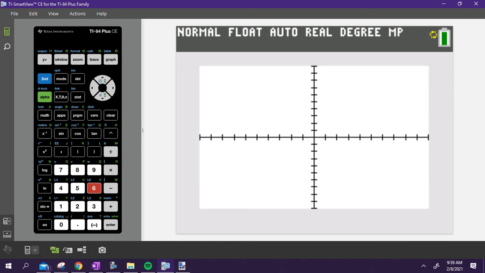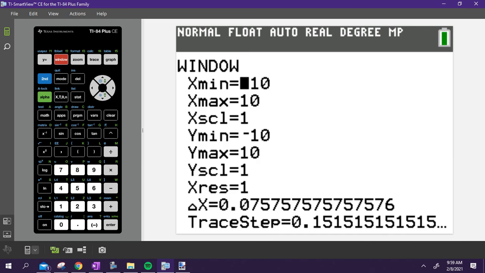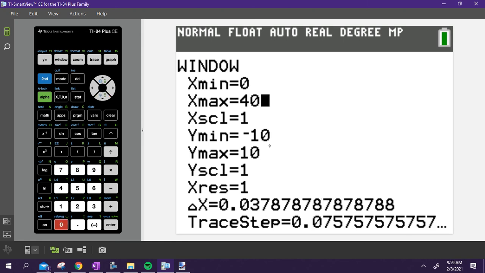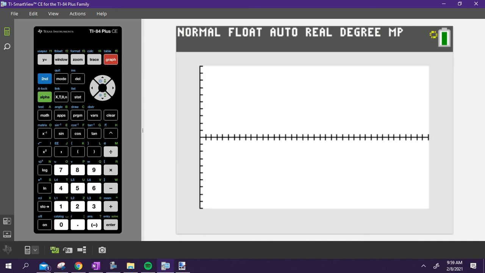If I go zoom 6, my regular zoom, I can't see anything because I got to change my window for what my min and max going to be for x. 0 and 40. There's a lot of penguins. I'm guessing more than 10, but that's okay. We could adjust those if we wanted to. I'm just going to go ahead and hit graph. Again, this is why I like just setting them equal to each other, because all I see is almost like a vertical line. But that's all I care about.